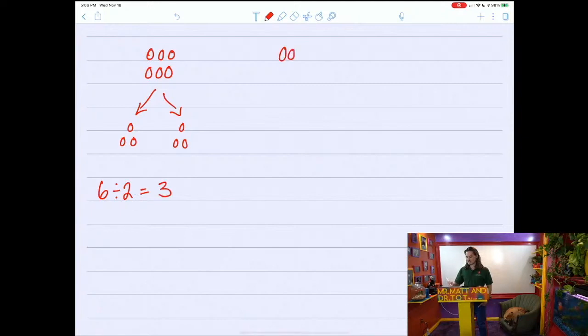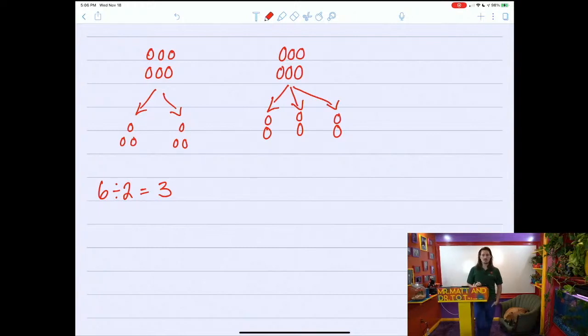However, if we were to take 6 items and divide them into 3 equal groups, then you might do something like this, where we split the 6 values into 3 different groups, and then each of them would contain 2 values themselves. So if that's the case, that means that 6 divided into 3 equal groups is 2 units, because there would be 2 values or 2 items in each of the groups. So 6 divided by 2 is 3, but 6 divided by 3 is 2.